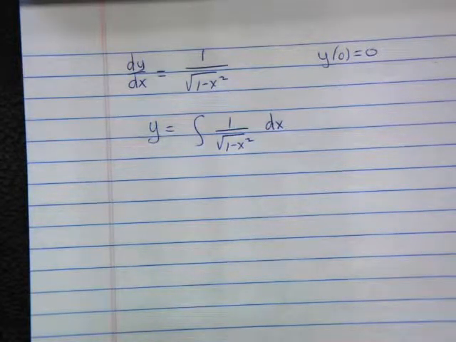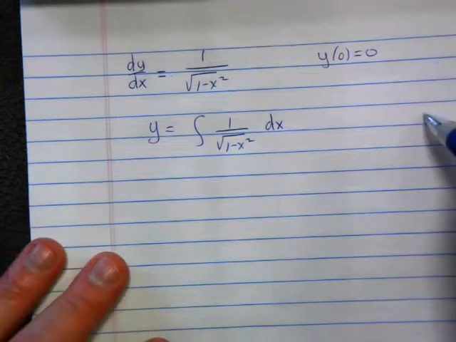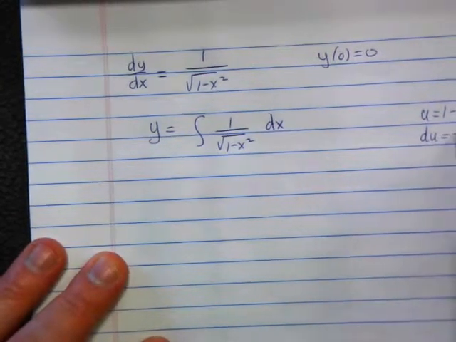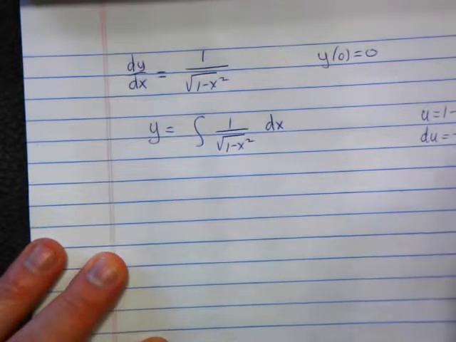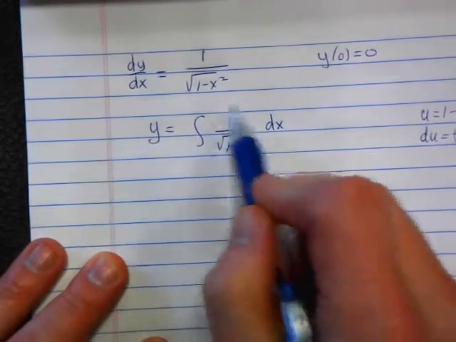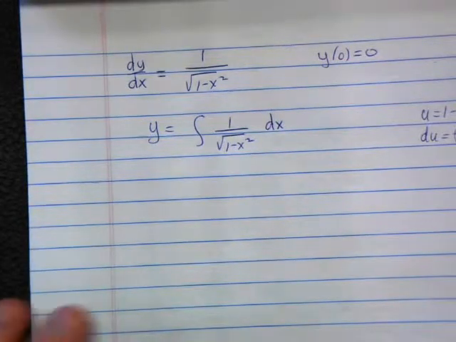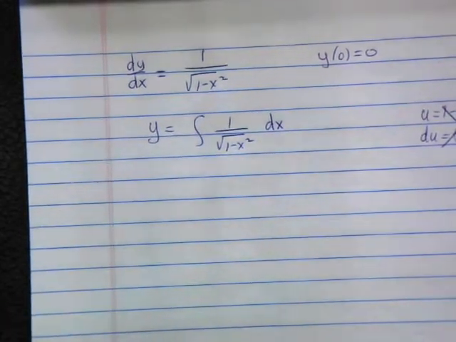How come u sub does not work? What would you let u be? You would let u be 1 minus x squared, and your du would be minus 2x dx. There's no x in the integrand for that u sub to work. So unfortunately, that's no good. U sub does not work.